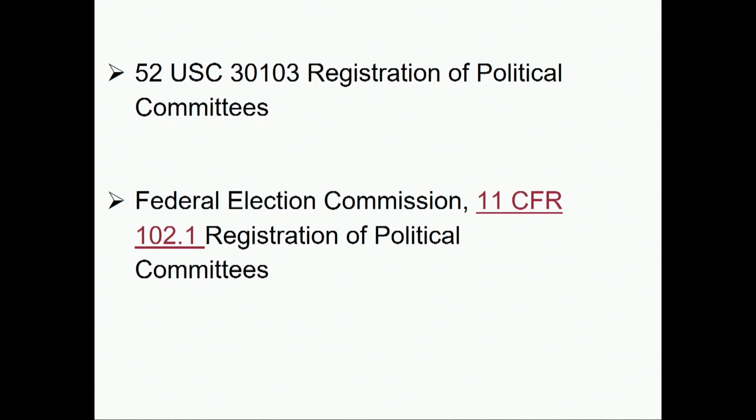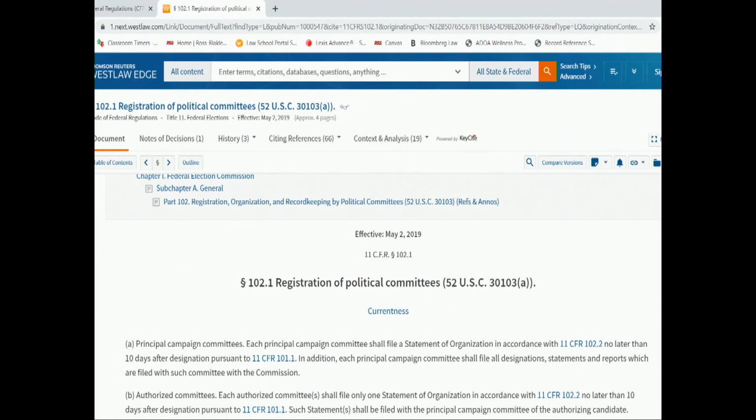Here's another example. You're doing research on federal election law. You're helping a client register a political committee. You found the relevant statute. However, there is an agency called the Federal Elections Commission. They have a regulation that covers this as well. It is 11 CFR 102.1. And here is that regulation.